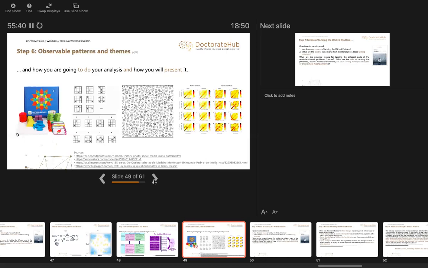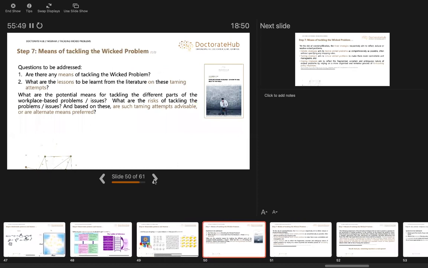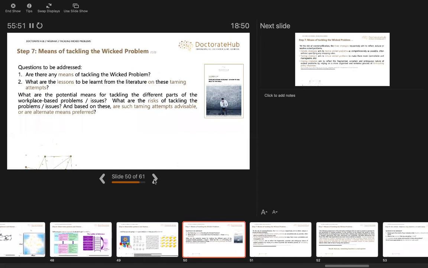Now, independently of whether it's more simple or more complex, what's important is that you try to understand what the means of tackling the wicked problem are and where you want to take it, or where it could be taken. As said, a wicked problem is something that cannot be solved.